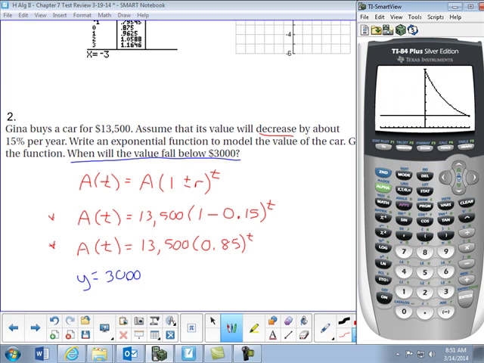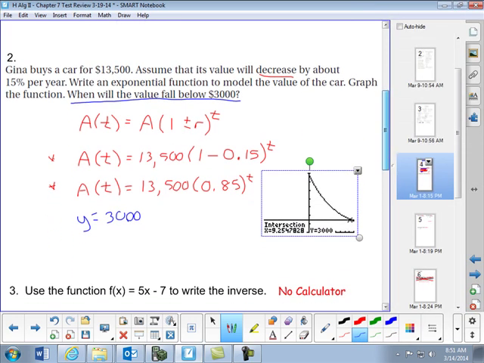We are seeing this point of intersection, which is good, so our window is fine. We can just do second, calc, intersect. Is that the first curve? Yes. Is that the second curve? Yes. Do you want it to guess? Yes. There's only one point, and it is right here. So we know that this will drop below 3,000 in 9.25 years. Okay?